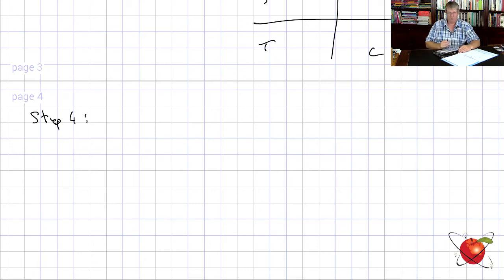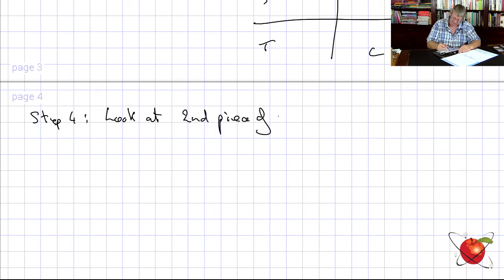Step 4. What is it? Step 4 is look at the second piece of data. In other words, I'm going to say, which other quadrants?